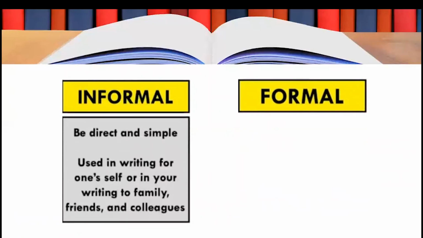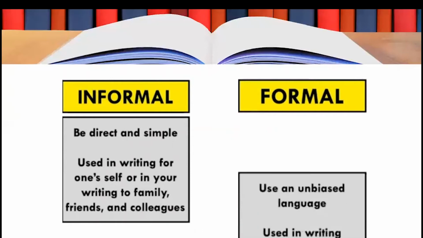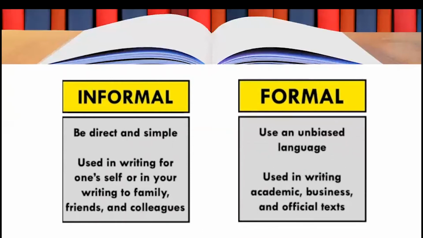When we say informal, it refers to the use of direct and simple words. Usually, it is used in writing for oneself or in your writing to family, friends, and colleagues. So it is usually casual words or languages. Whereas formal language uses an unbiased language because it strictly adheres to the rules of language use. It is usually used in writing academic, business, and official texts or technical writing.